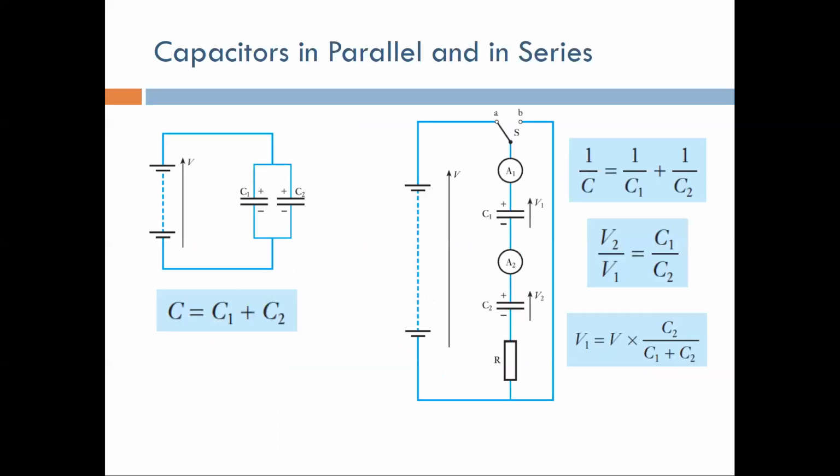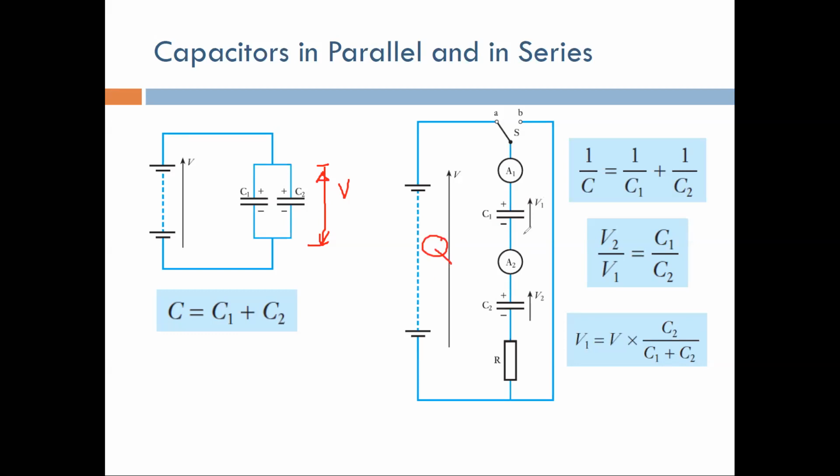If we have capacitors placed in parallel or in series in the circuit, for the parallel capacitors you have to consider that the voltage across both capacitors should be the same. So the condition for the parallel capacitors is that the voltage difference between these two points has to be the same. So voltage is the same for the two capacitors.